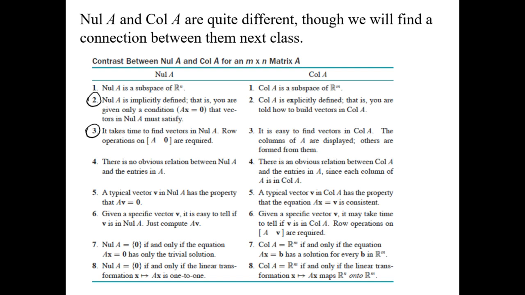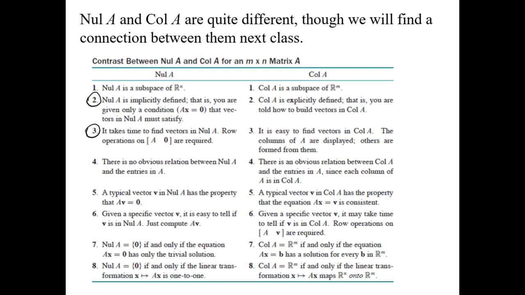The typical vector V in Rn has the property, typical property. Okay, so yeah, number 5 there, null space is solutions to the homogeneous equation. The column space is vectors that are resulting from A multiplied by X. So they're the outputs.